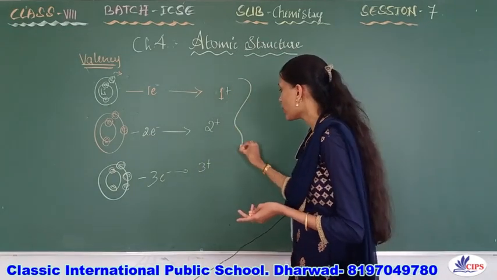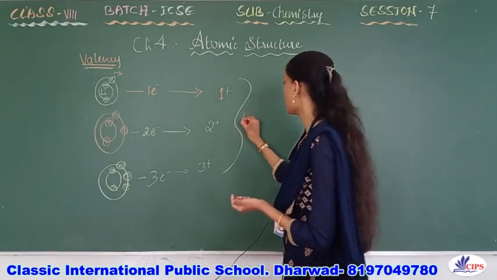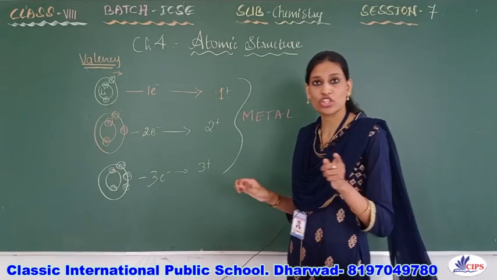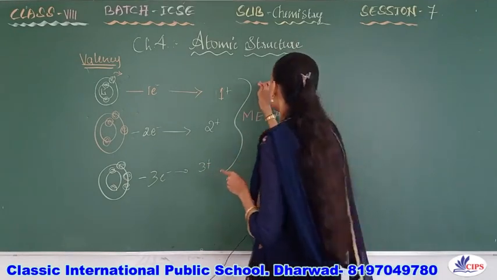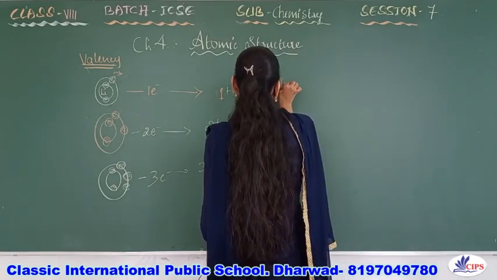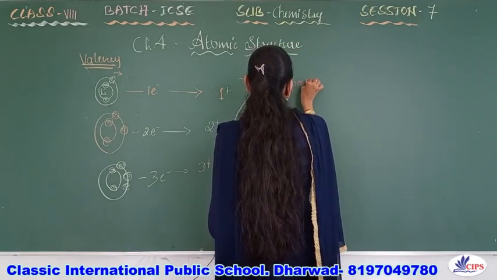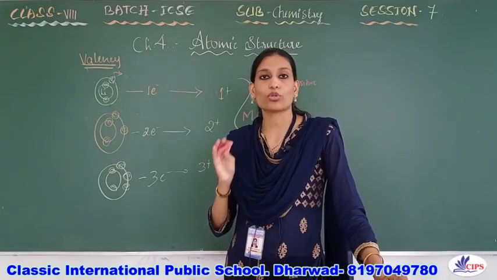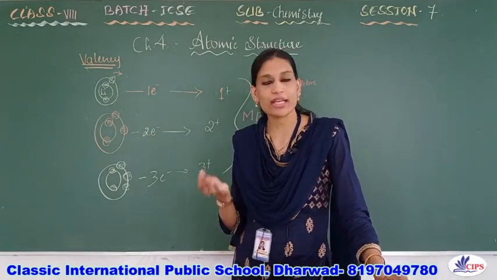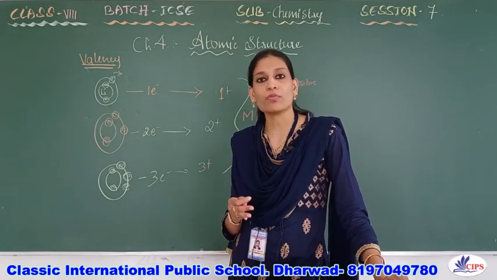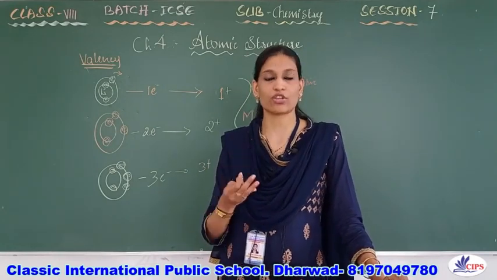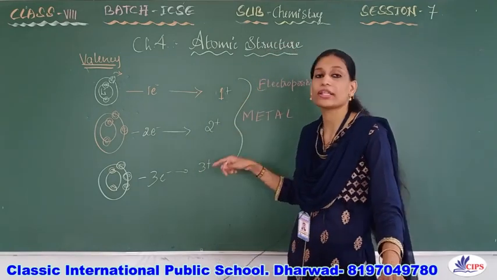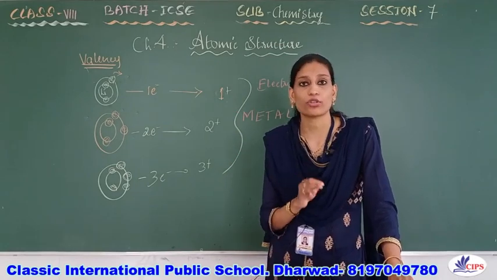we call them what? We call them metals. And they have which charge? They have electropositive charge. So always remember students, those elements or atoms which lose electrons, whenever in an atom the electrons are lost, there comes a charge on it, that is positive charge. They are electropositive.